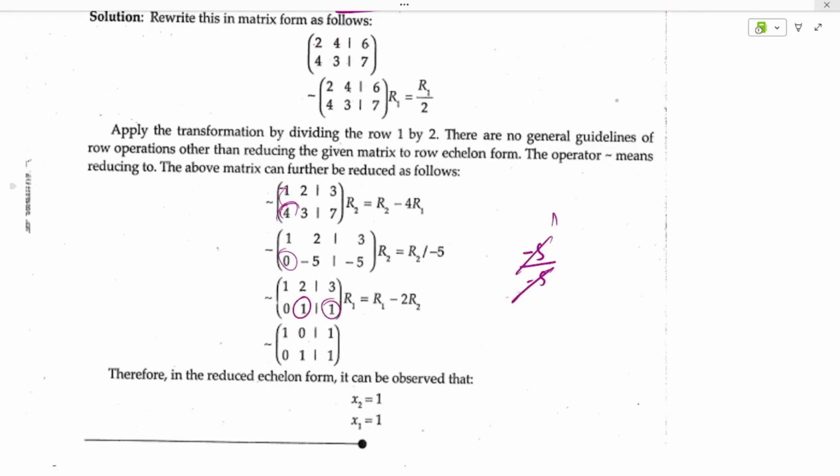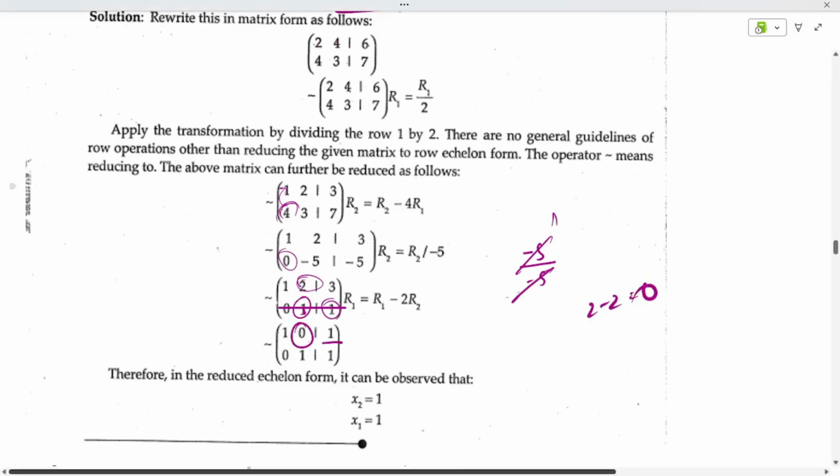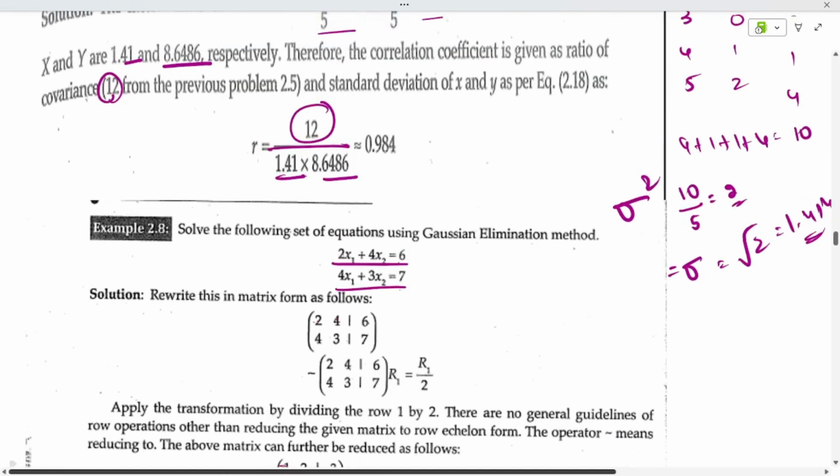Here also it became 1. So the row 2 operation is done. Row 1, what you have to do is, row 1 minus 2 r2, you can do, right? 2 minus 2 will give you what? 0. Here you want 0 and here also it became 1. So the value of x1 is 1, x2 is also 1. That is reduced. That is the Gaussian elimination method.